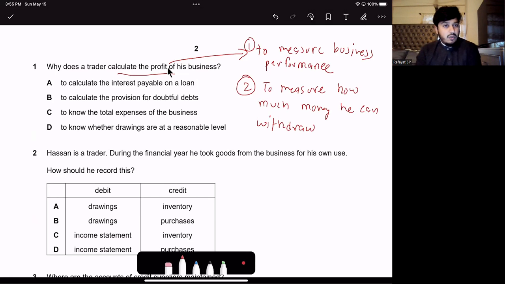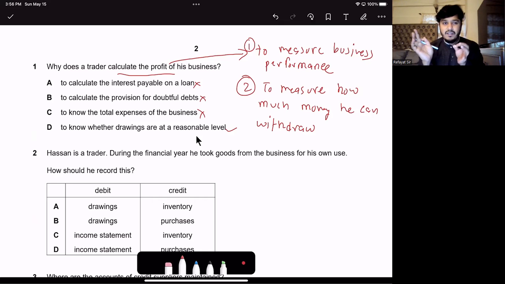Drawings is the money taken by the owner, as you all know, and the owner should withdraw only that much money which he made as a profit. So let's look into the options. To calculate interest payable? No. To calculate provision for doubtful debt? No. To know the total expense of the business? No. To know whether drawings are at a reasonable level? Definitely. Drawings at a reasonable level means an owner should withdraw only that much money which he made as profit.